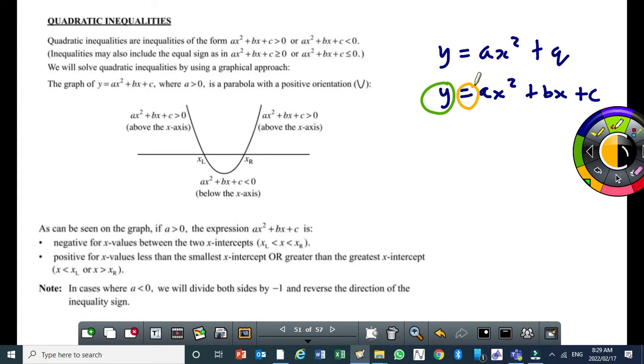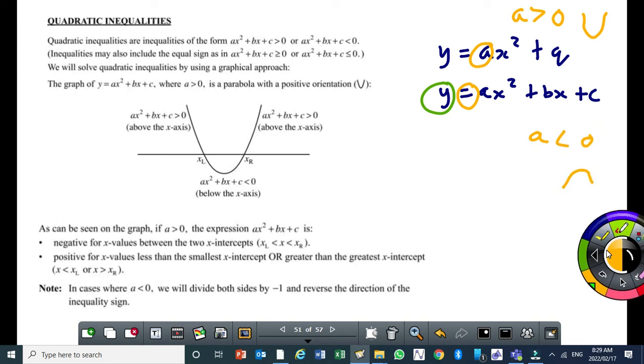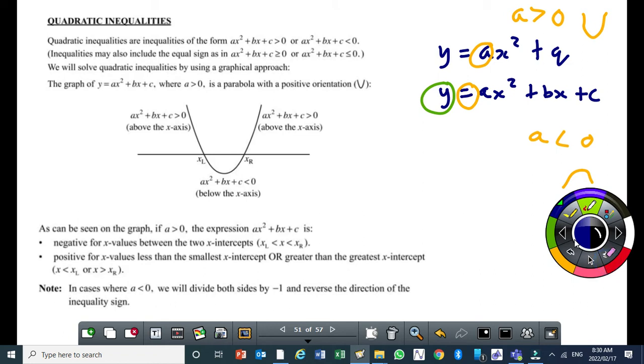I hope that you still remember from last year that if this A here is positive, the graph of the function will have a smiley face. When it's negative, the graph will have a sad face. Okay? So some of those concepts you can also incorporate on solving quadratic inequalities. But at this stage, we haven't done the quadratic function. So I'll concentrate my teaching of solving quadratic inequalities using the number line method.